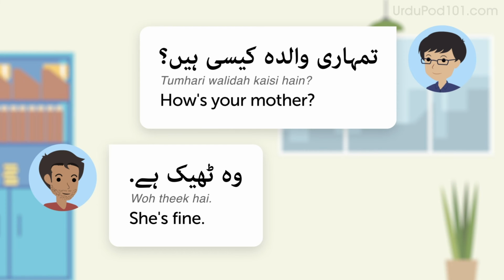First of all, you'll need to learn how to say, how's your mother? That's, तुम्हारी वालिदा कैसी हैं? This Urdu sentence literally means, your mother how is, but it translates as, how's your mother in English. Now, how do you answer this question?